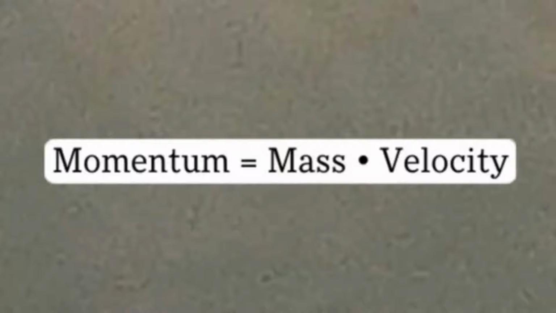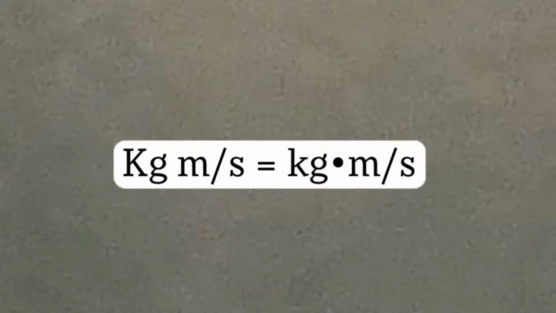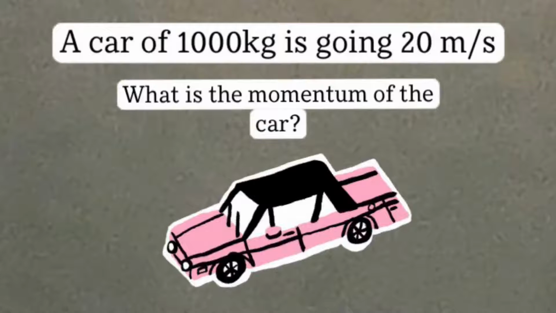Alright, lastly, we're going to be looking at the formulas and some example problems of momentum and impulse. First, let's look at the formula of momentum. Momentum equals mass times velocity. Written in the correct units, this is kilogram-meter per second equals kilogram times meter per second. We are going to be looking at an example where a car of 1,000 kilograms is going 20 meters per second. What is the momentum of that car?